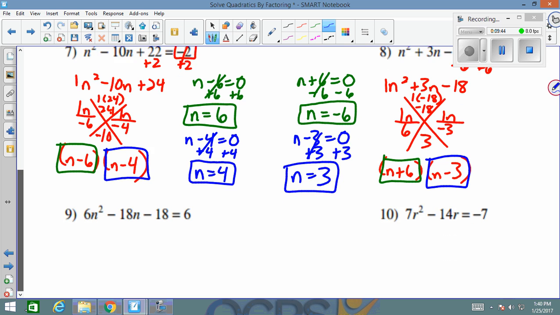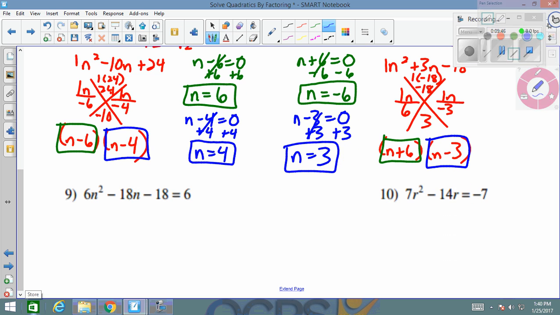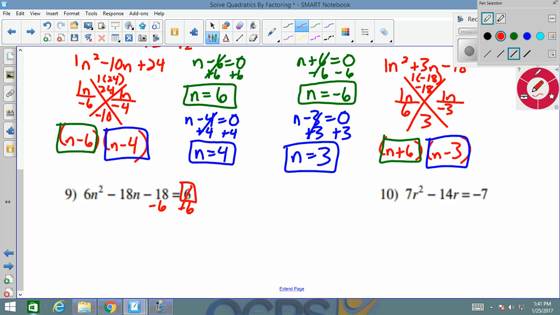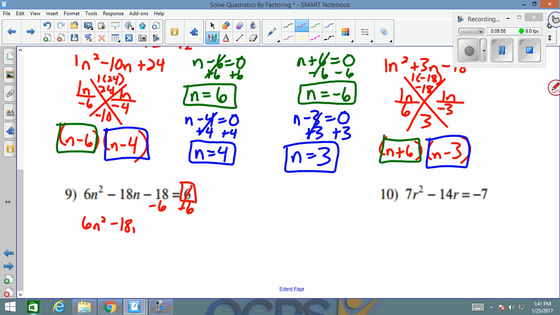Okay, keep going with some of our examples here. Okay, first thing, move the right-hand side to the left. It's positive 6. We're going to subtract 6 from both sides. So I got 6n squared minus 18n minus 24. And remember when we did factoring, if there's a number that goes into all three, we have to divide by that number first. So we're going to divide everything by 6, because 6 goes into all three.